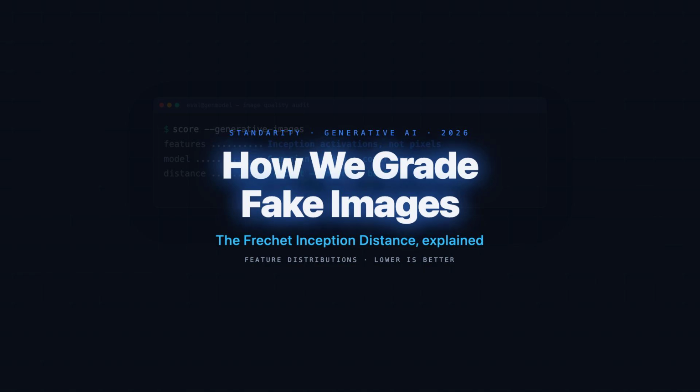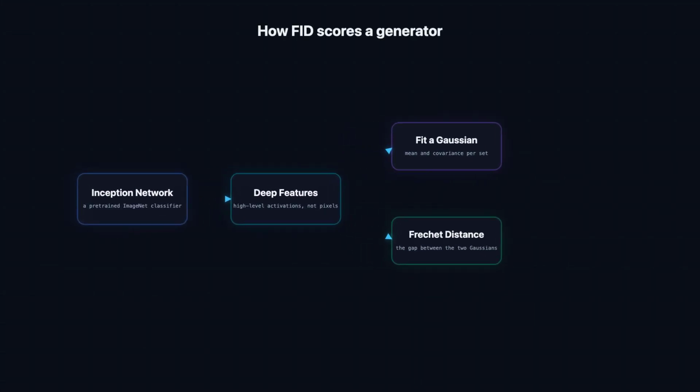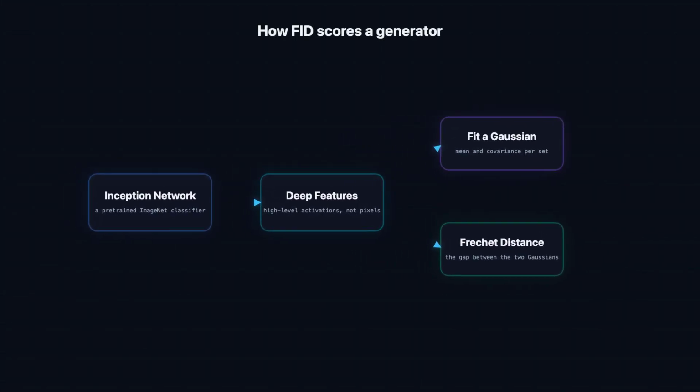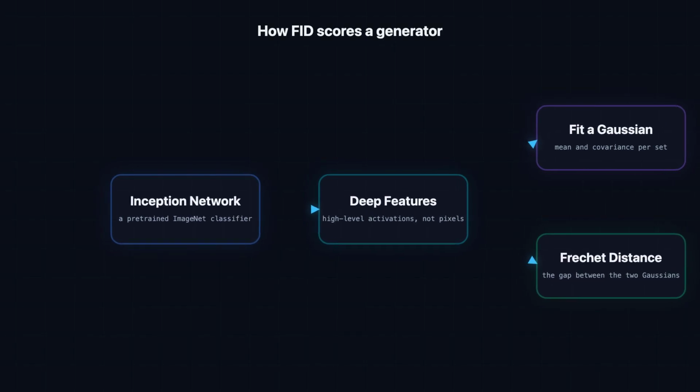That's the job of the Frechet Inception Distance, or FID, the score that quietly decides which image generators win the leaderboards. Let's break it down. At its core, FID is a pipeline of 4 moves, and it never once looks at raw pixels. Follow it one stage at a time.